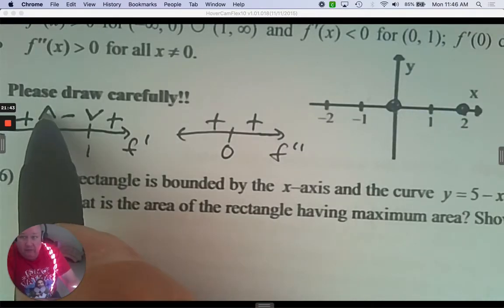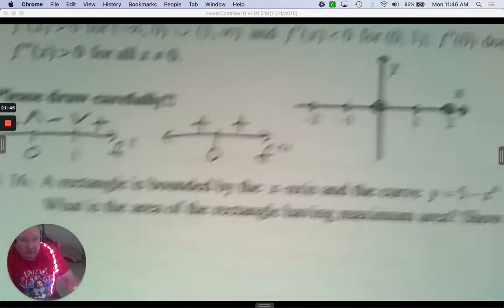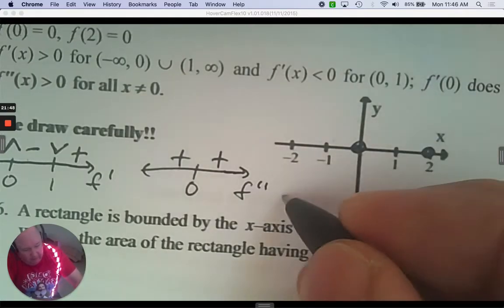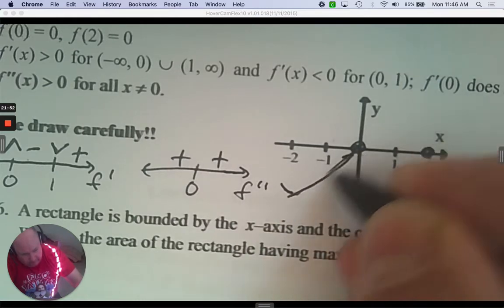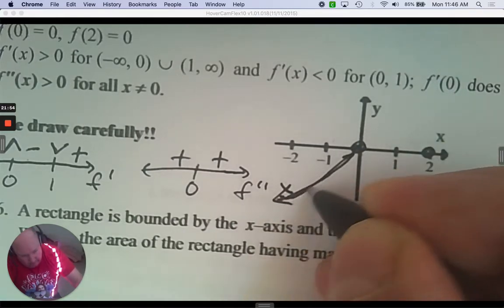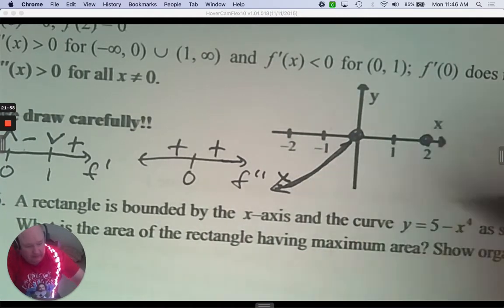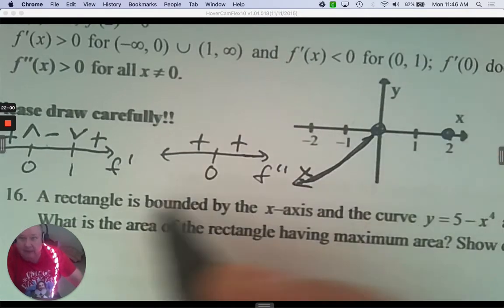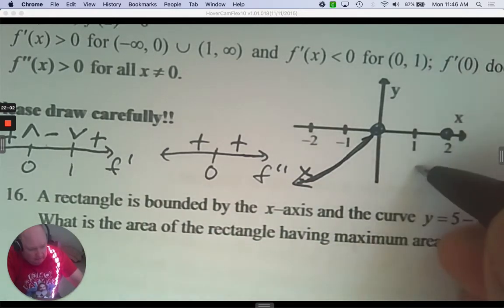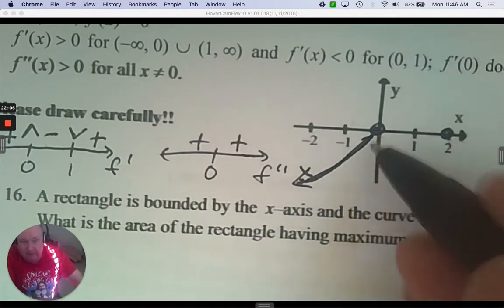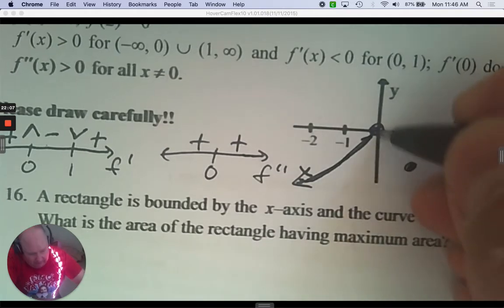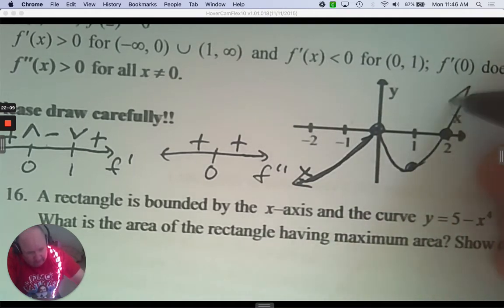So it increases and then decreases. So it's going to be concave up. So it smiles, concave up. It continues to be concave up. At positive 1, we have a minimum. So I need some point here that shows a minimum. At 0, we have a maximum. And everything is concave up.